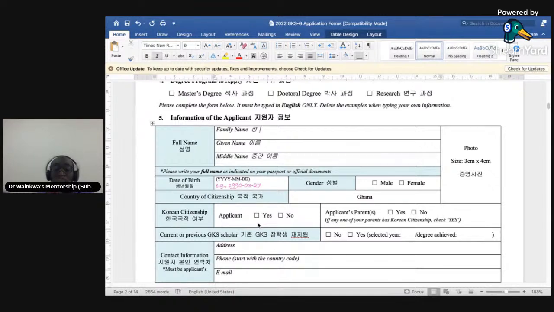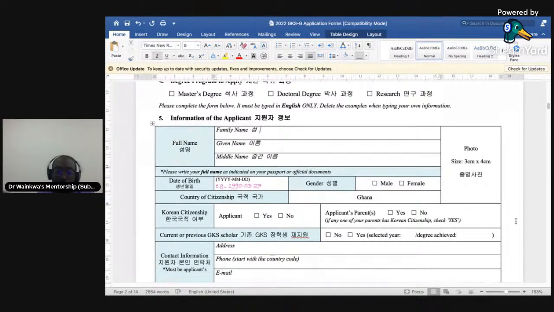You need to put your email address and your phone number with the country code, because all of this will be required when they want to reach you for an interview, or maybe they want to get something very important from you. So that's quite important for you to have in mind too. So we keep going with the form.